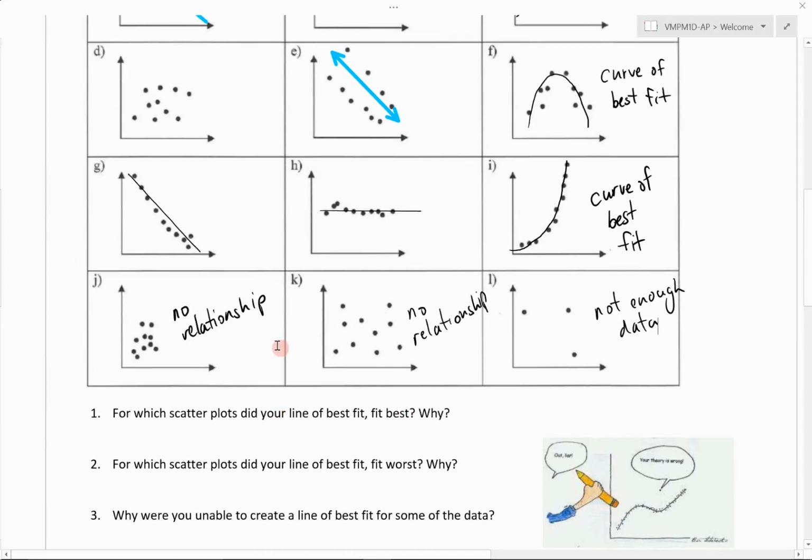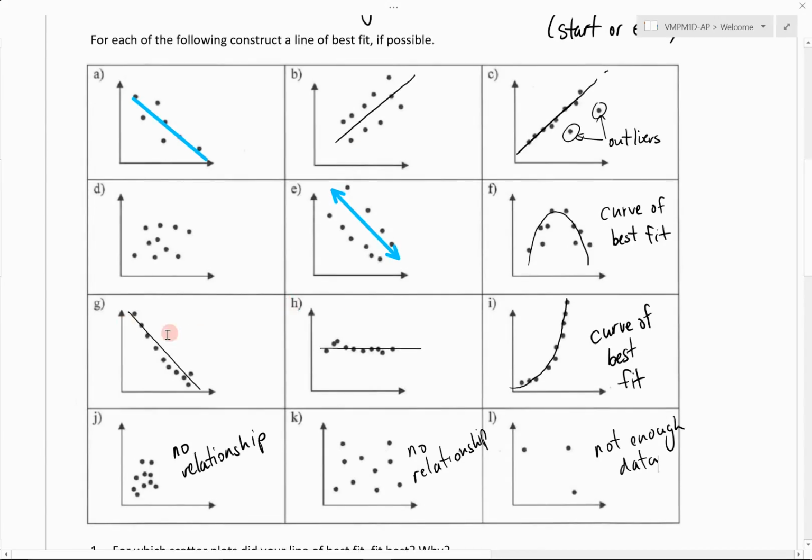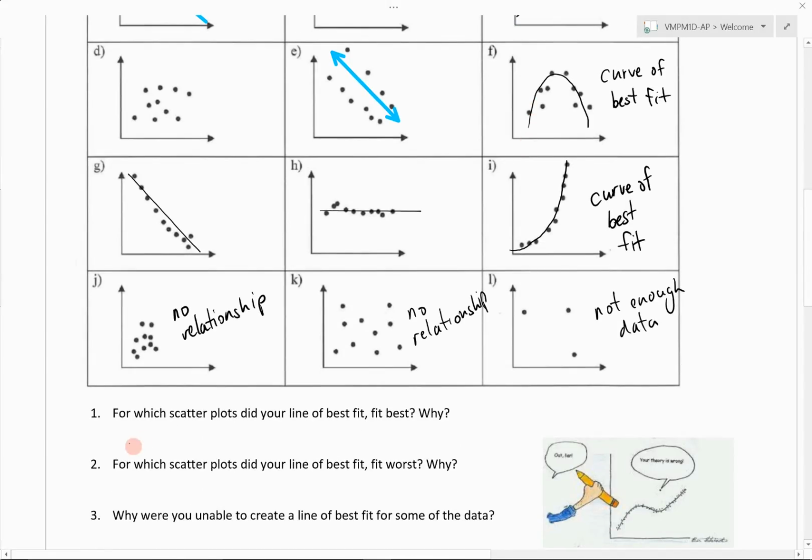Well, if you look at G, that fit pretty good, H fit pretty good, and C fit pretty good, right? And these were really good fits, and the reason why is because the points were close together. So you can see here that the cluster of points is close together. And when that happens, we can say the data is strong. So strong scatter plots. Okay.